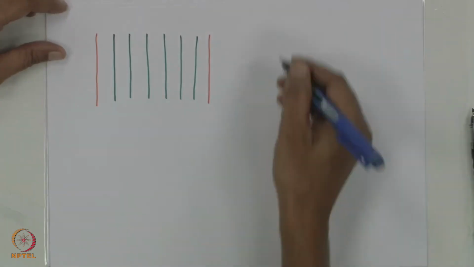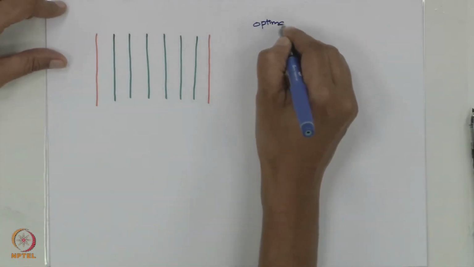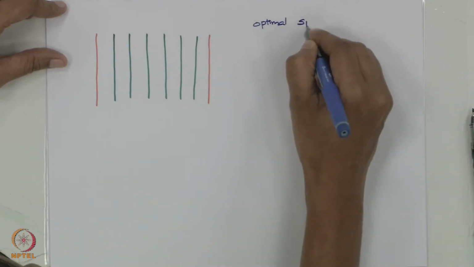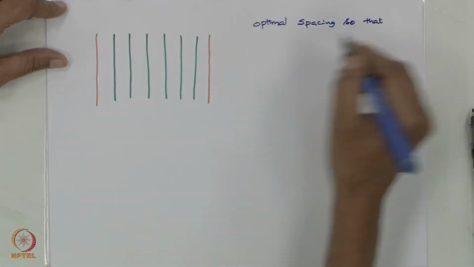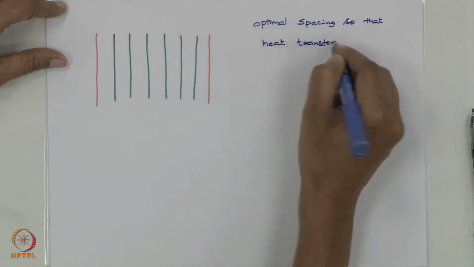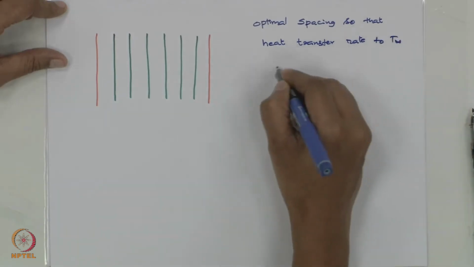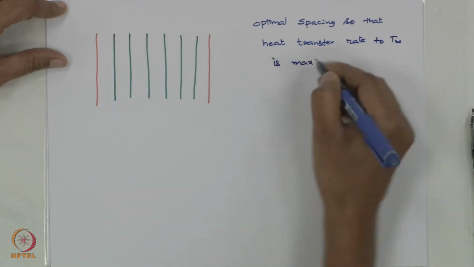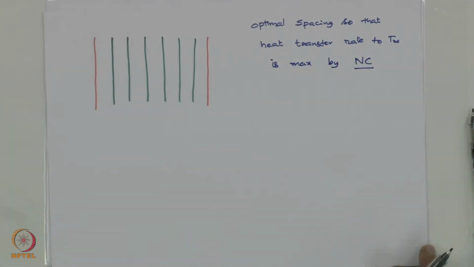So determination of optimal spacing so that the heat transfer rate to the ambient is maximized by natural convection. That is the question. How do we apply these basics?